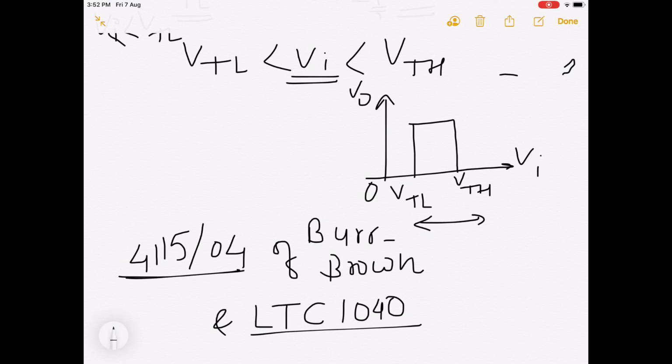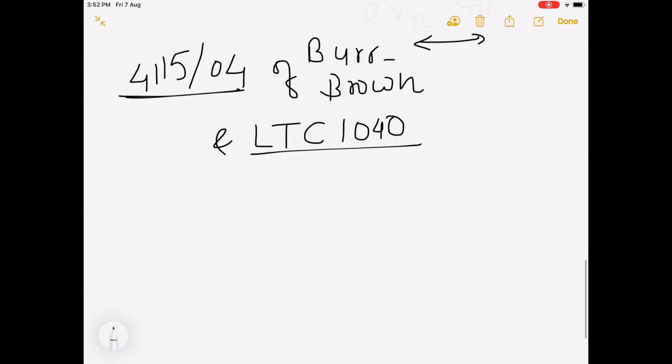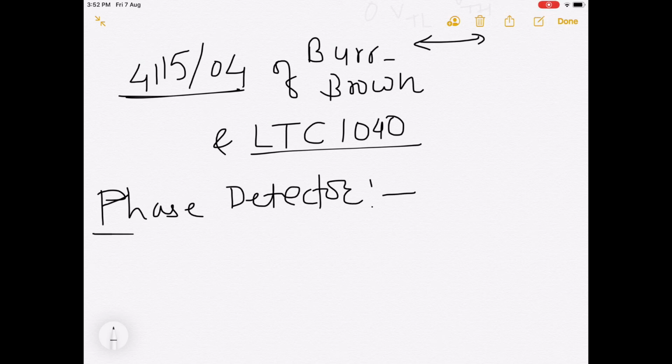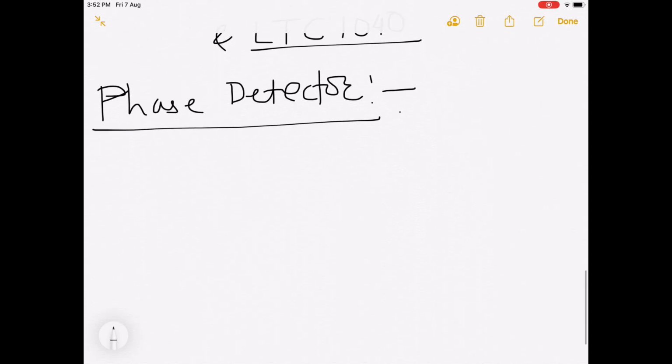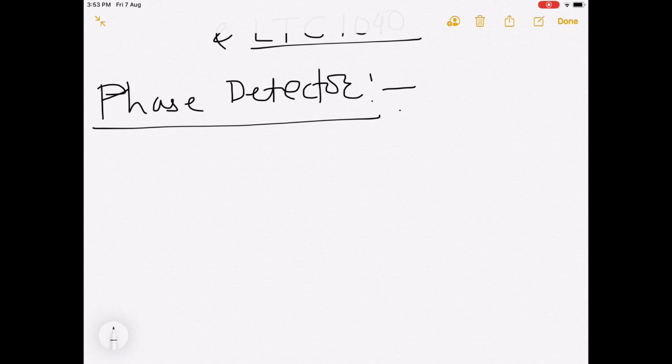Now, the next application is phase detector. In the phase detector, when your input changes the phase, at that time there will be some signal at the output side. So for that purpose you can go for a circuit like this.